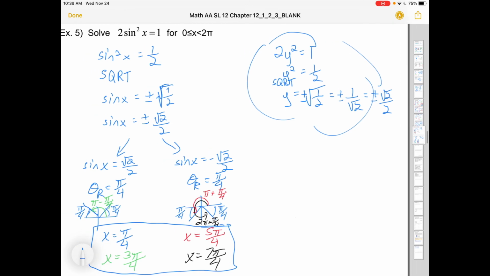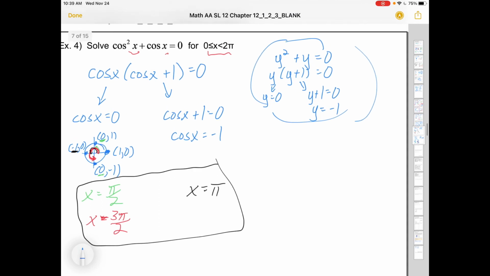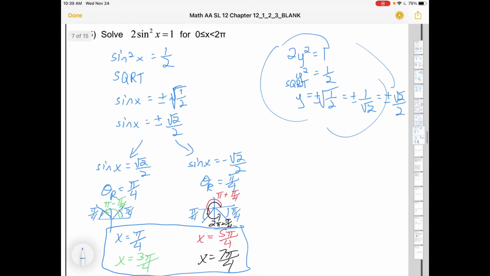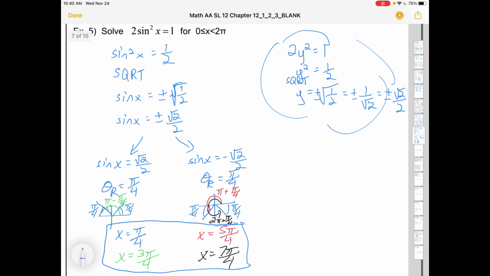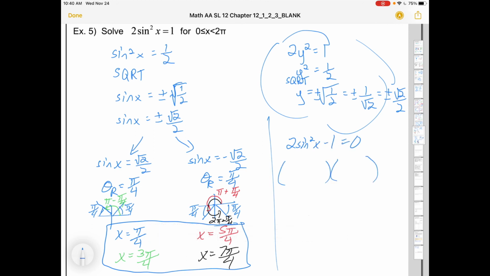For most of them, we're going to try and factor after making one side 0, and then we get 2 elementary equations to solve. They're both trig equations, so that's kind of painful, but it's not impossible. It's just kind of double the work. If you're really interested in factoring this one, I will show you how you could do that. You could write it like this, and then it would be a difference of squares. Now, if we think about difference of squares, if you had something like 4y squared minus 1, you turn that into 2y plus 1, 2y minus 1.